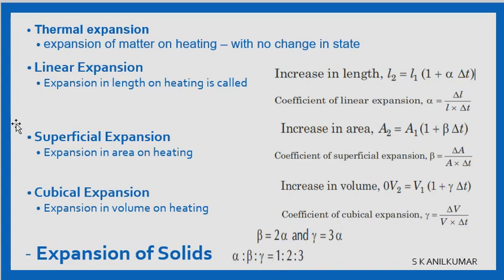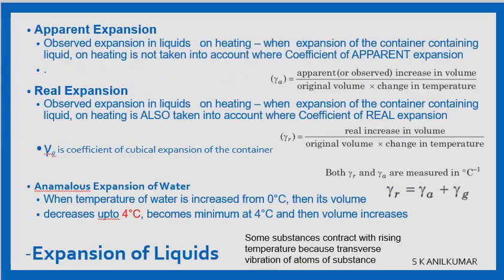Now linear expansion, superficial expansion and cubical expansion are related to each other. How? Superficial coefficient beta equals 2 alpha and gamma equals 3 alpha, so alpha is to beta is to gamma is in the ratio 1 is to 2 is to 3. Linear expansion coefficient alpha, superficial expansion coefficient beta and cubical expansion coefficient gamma are in the ratio 1 is to 2 is to 3.